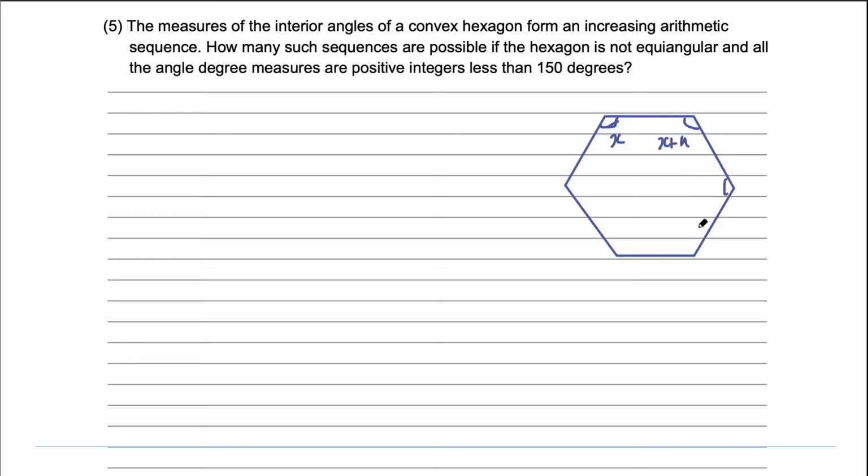Then this next one, well, in arithmetic sequence, we always add the same thing. So this third angle would be x plus 2n. The fourth angle, maybe you can see what we're going to do here. We'll do x plus 3n, x plus 4n, and the final angle would be x plus 5n. So that's essentially what's going on. The angles are slowly getting bigger and they're in an arithmetic sequence. Now, we want to find how many such sequences are possible.